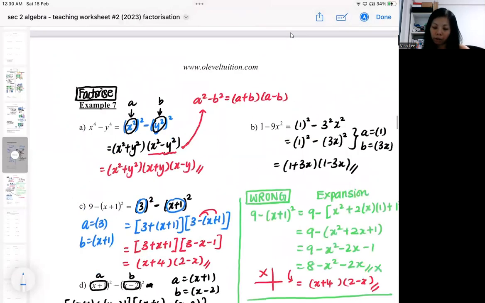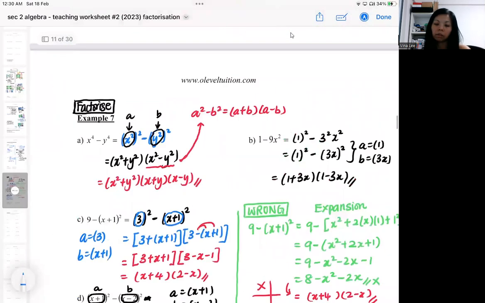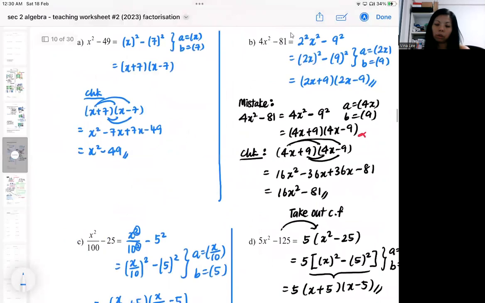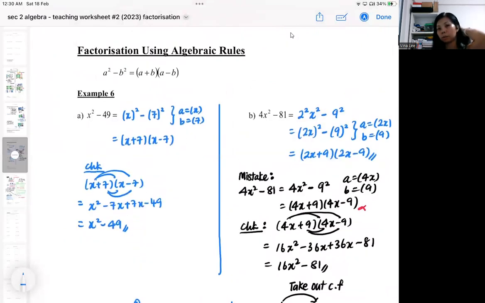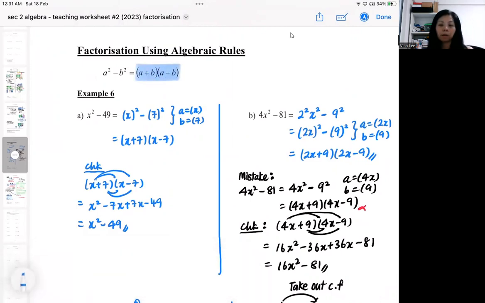And there's actually a more difficult one as you go along. So look through the idea of a square minus b square: we just filter out the a and b and plug back into the formula. If you can do this mentally, you don't even need to show any working. But we will combine it with other methods.